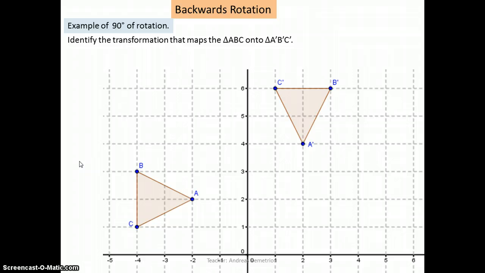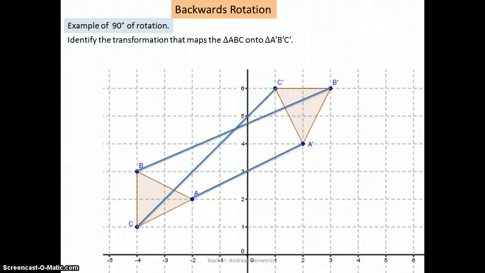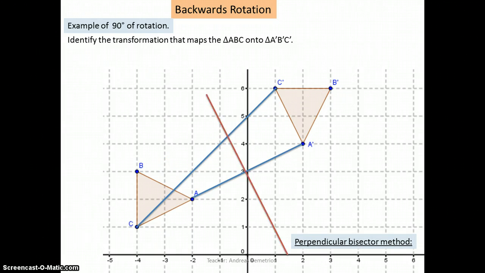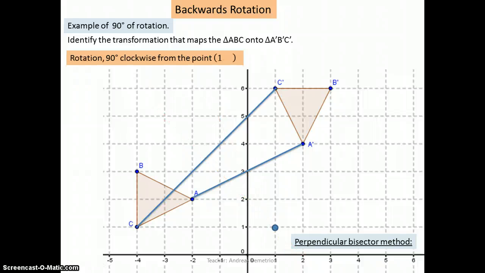One method is to join the corresponding points A with A prime, B with B prime, and C with C prime. Then choose any of the two lines and draw the perpendicular bisector on them. The perpendicular bisector on this line A with A prime and the perpendicular bisector from C to C prime meet at the point here. Therefore, the center of rotation is the point 1, 1. Here the answer is a rotation of 90 degrees clockwise from the point 1, 1.